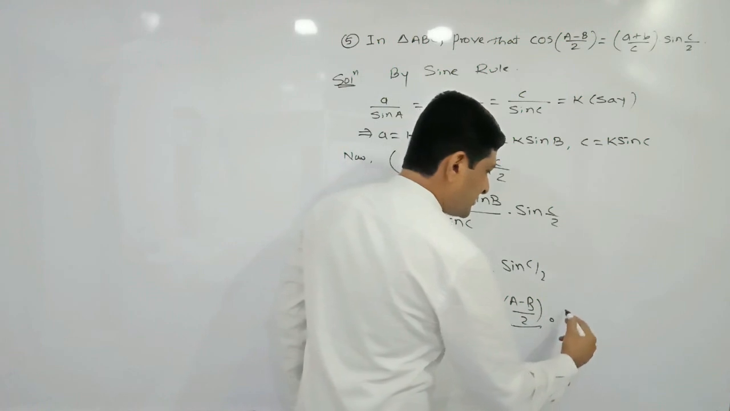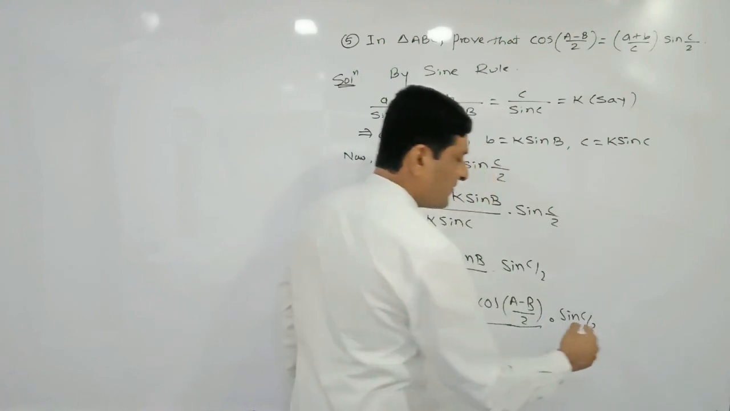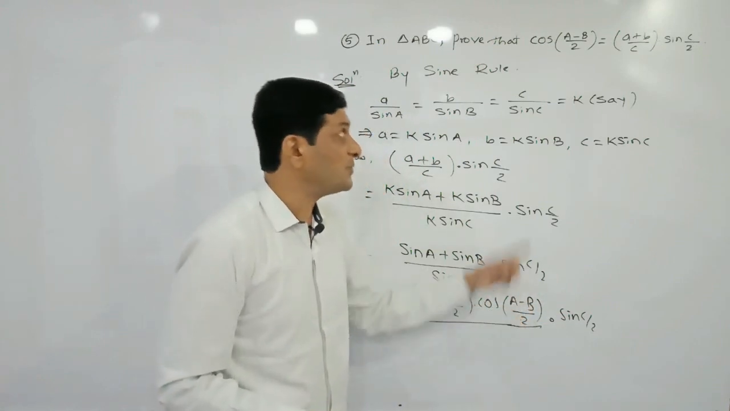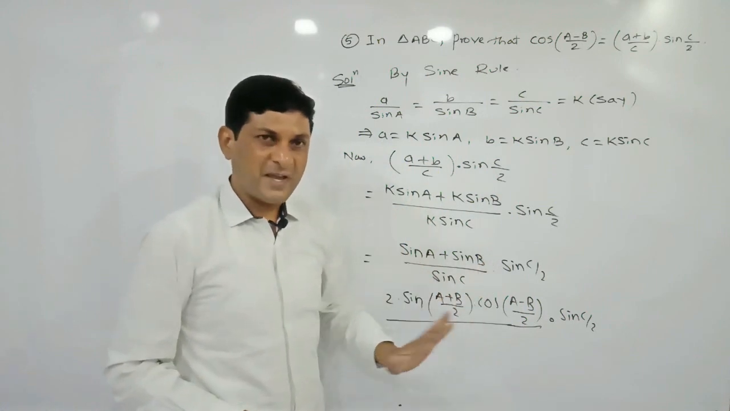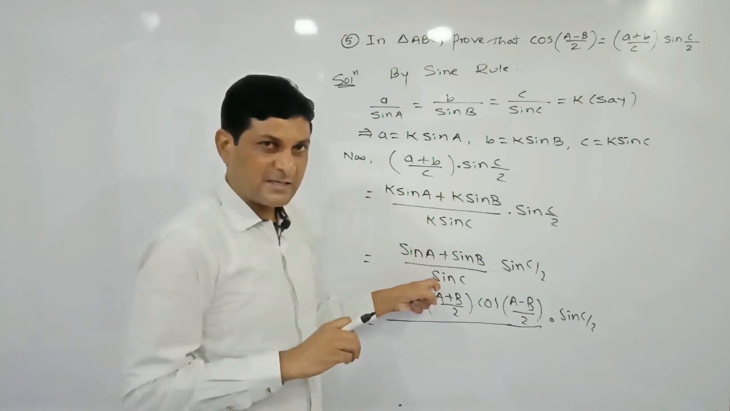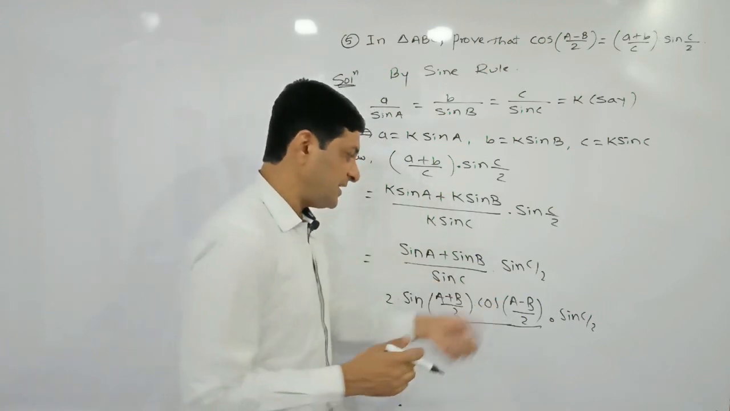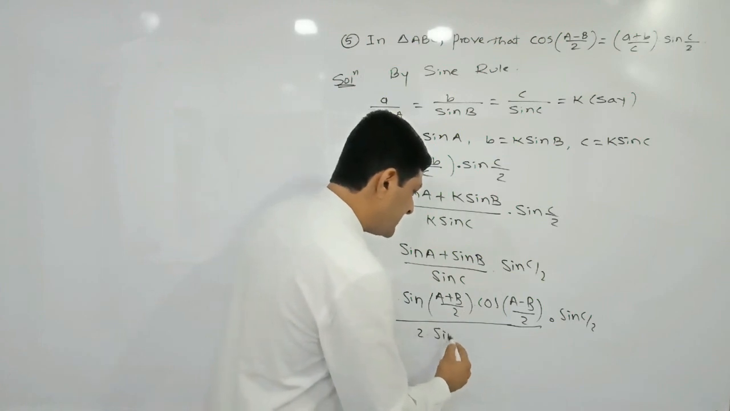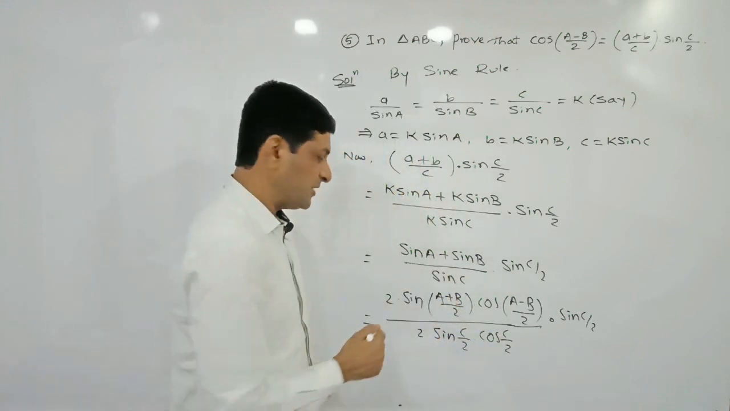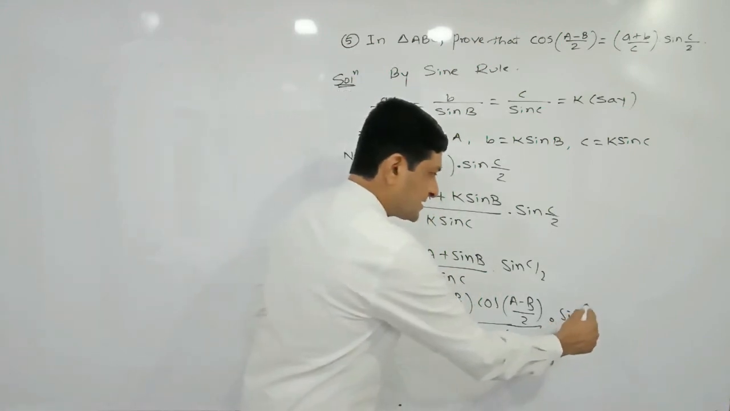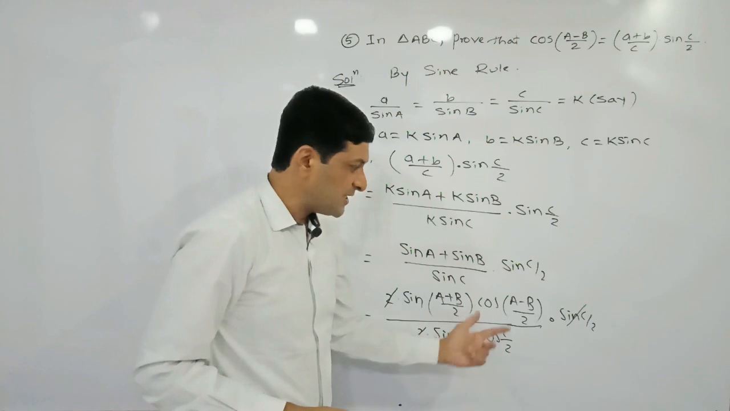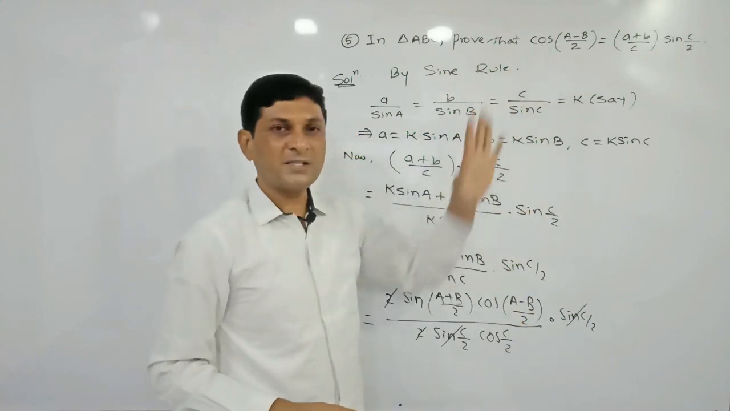Here sine C by 2, keep it as it is. Since this is a half angle, to eliminate this term, because we require only cos (A minus B) by 2 as our required result, we have to cancel all the remaining terms. So the denominator can be replaced using the half angle formula: sine C can be replaced by 2 sine C by 2 into cos C by 2. Now observe that 2 will get cancelled, and sine C by 2 and sine C by 2 will also get cancelled. If we cancel these terms, then we will get our required result, that is cos (A minus B) by 2.